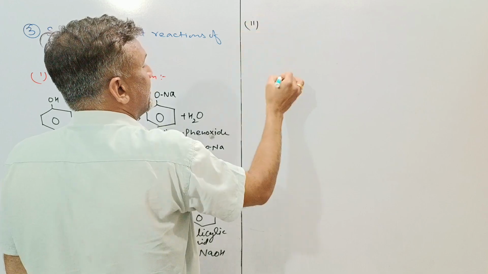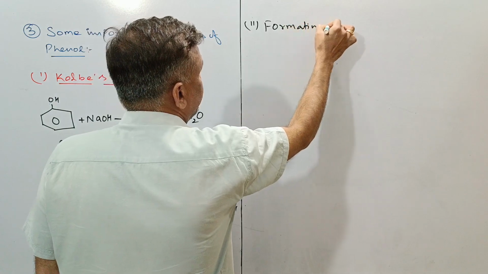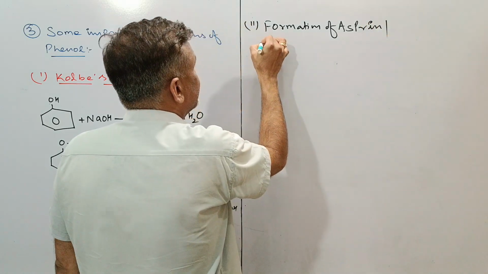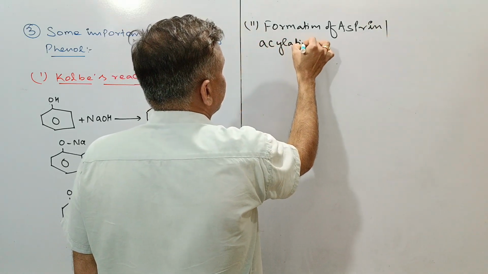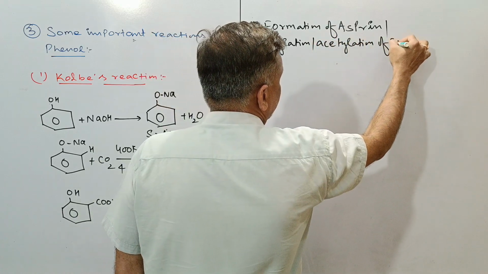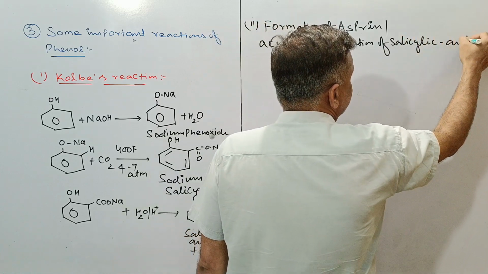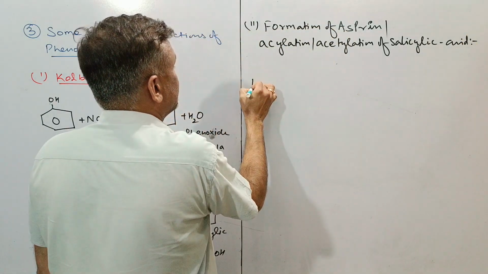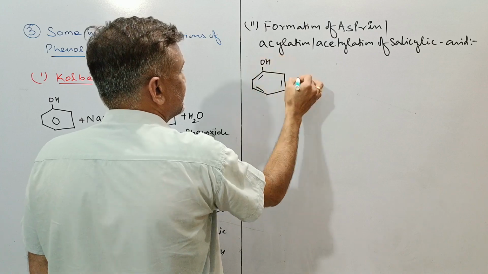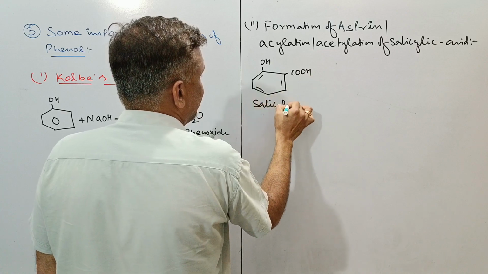The second very important reaction is the formation of aspirin. It is also called acylation or acetylation of salicylic acid. Salicylic acid is too important. This is the structure of salicylic acid, OH, and this is the COOH.